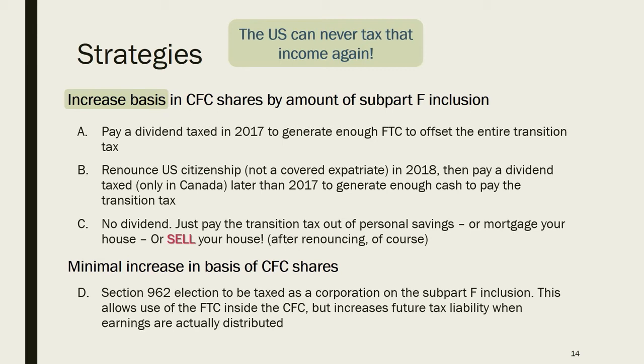Alternative B, we're going to renounce U.S. citizenship. The reason we're doing that is we want to make sure that when we do pay a dividend out of the corporation, there's no net investment income tax on the dividend in the U.S.